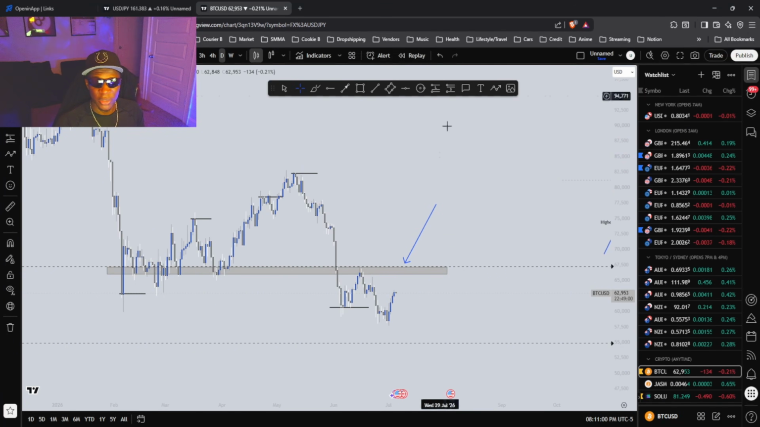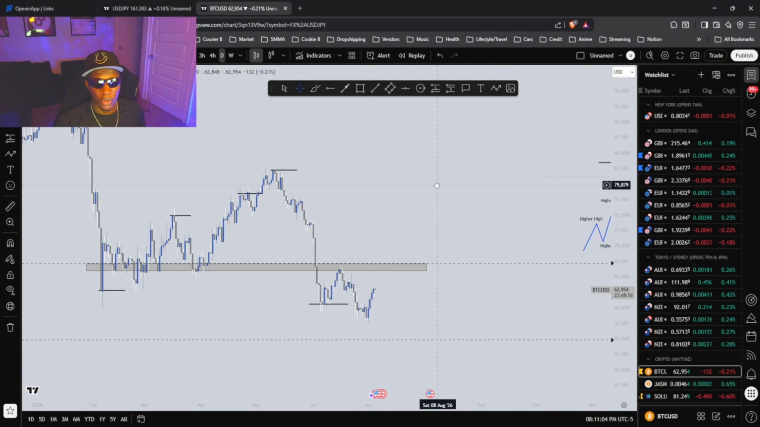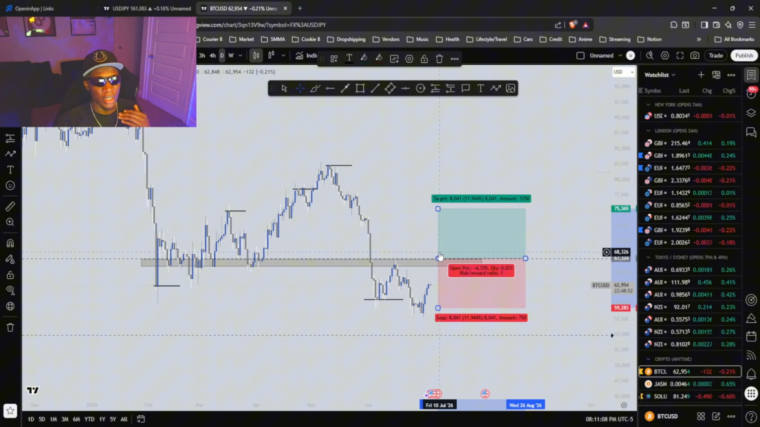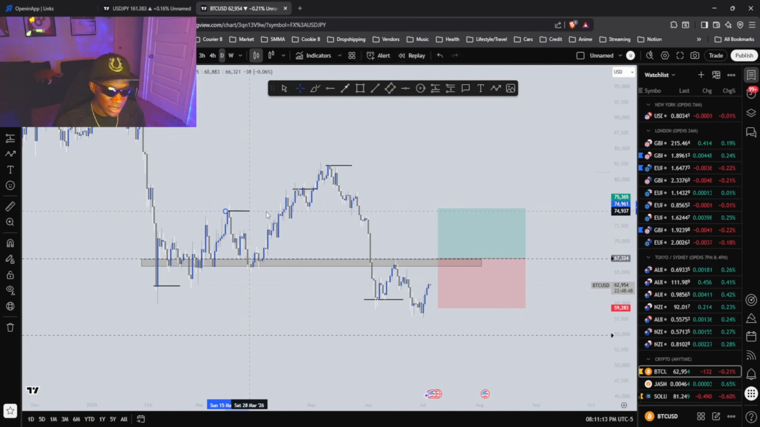So to become a swing trader, to get your nerves down, to be calm, like I said, you will take buys above this level. To calm your nerves, you'll take buys above this level, and your first TP will be this higher high, which is over here.